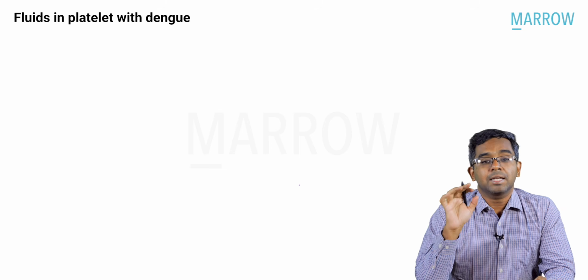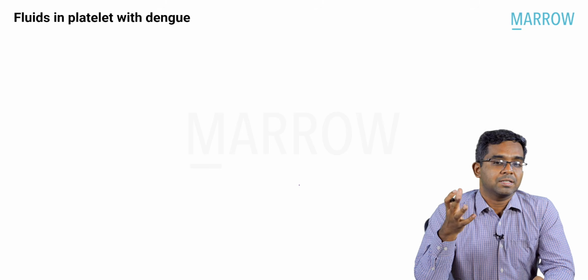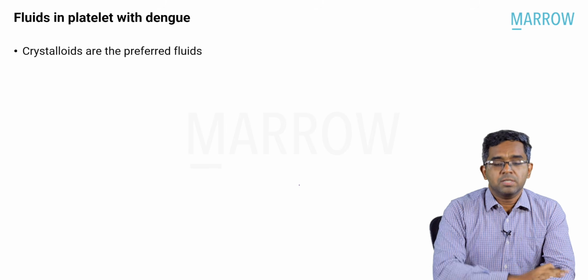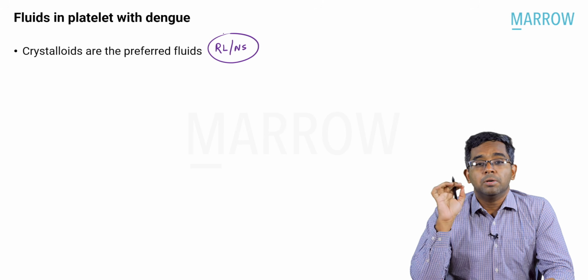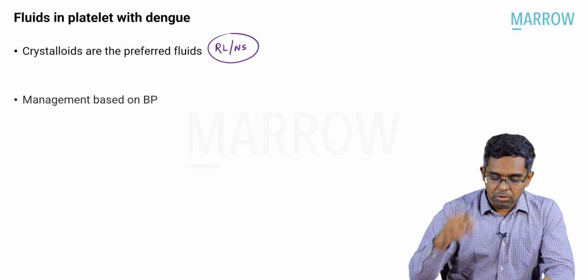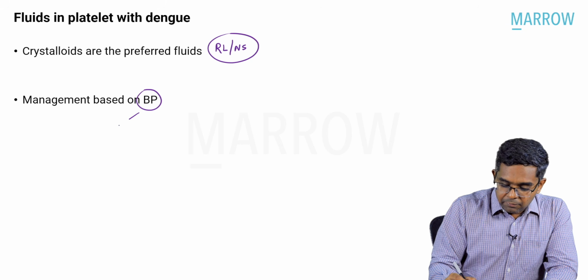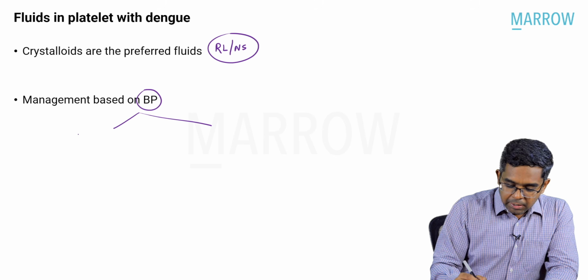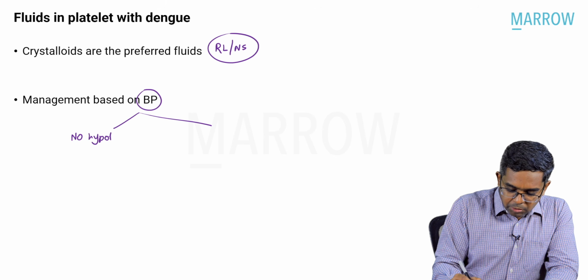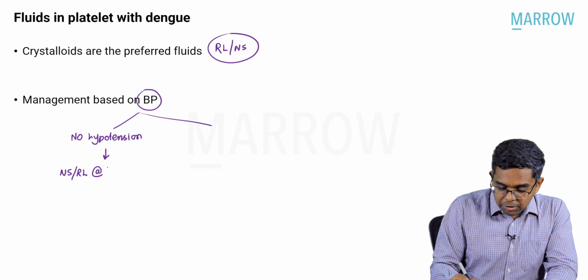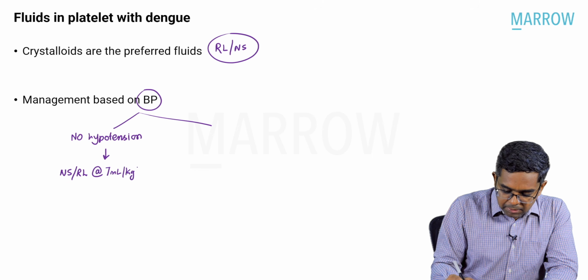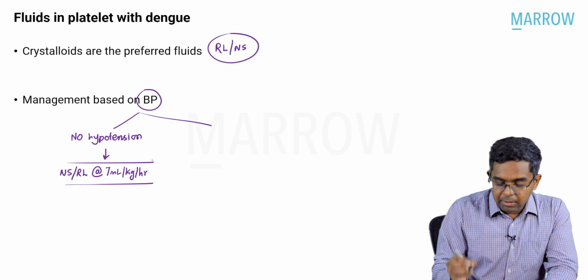First and foremost thing, the type of fluid which is preferred is always what? Crystalloid or colloid? Yes, of course. Crystalloids are the ones which are preferred in dengue fever, which is either ringer lactate or normal saline. Either one of these can be used. And the amount of fluid you're going to give initially depends on the blood pressure. That is, with hypotension or normal blood pressure. If it is no hypotension, that means normal blood pressure, you will start NS or ringer lactate, anyone, at the rate of, very important, note it, 7 ml per kg per hour. This is the starting infusion rate.